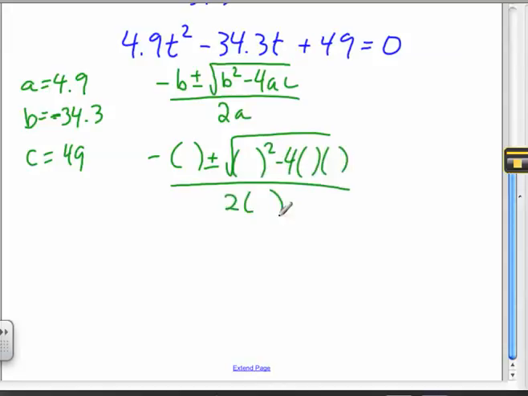Okay? Let's see. b is negative 34.3. Negative 34.3. I'm going to need your calculators, guys. a is 4.9 and 4.9, and then c is 49. Okay, now give me a moment. I'll ask you in a minute. This is positive 34.3 plus or minus the square root. Someone give me that, 34.3 squared. Wait, I'll call on you. Thank you very much. Alfredo?